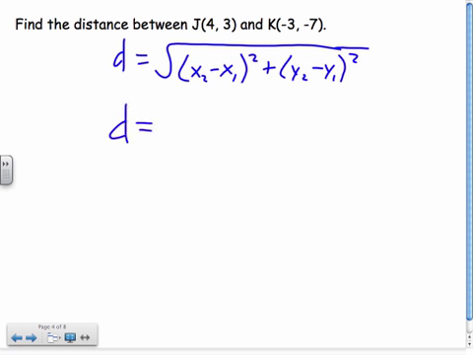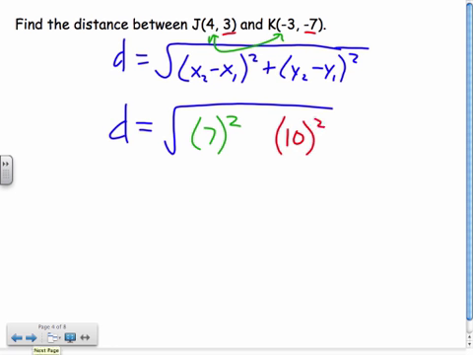Okay, so to find the distance, this is how I think about it. I take the square root. Well, I subtract my x's, so the difference between my x's. Well, how far are 4 and negative 3 apart? They're 7 apart, aren't they? So 7 squared. Well, then I look, y2 minus y1 is the distance between my y's. How far are 3 and negative 7 apart? Well, they're 10 apart, right? So I take 10 squared. And what do I do with these two things? I add them.